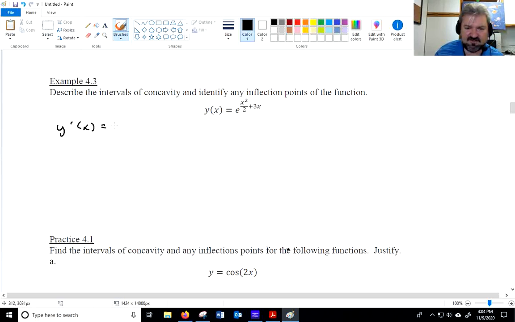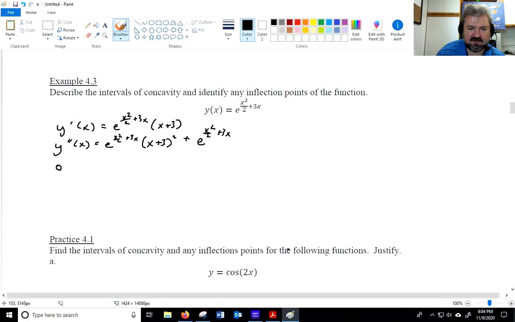So y prime of x is equal to the derivative of e to the u, remember, is e to the u times u prime, which in this case is just x plus 3. To get the second derivative, it's going to be the product rule. So the derivative of the first is e to the u prime. Well, I actually already have an x plus 3, so this just becomes x plus 3 squared. Then plus, we have to do the first, which again is e to the x squared over 2 plus 3x times derivative of the second, which is just a 1.